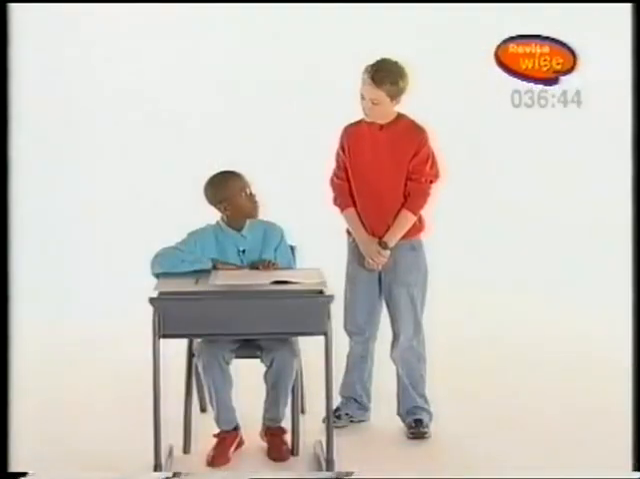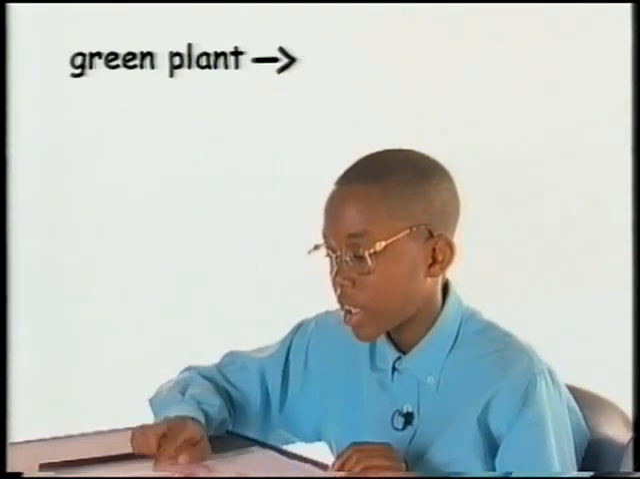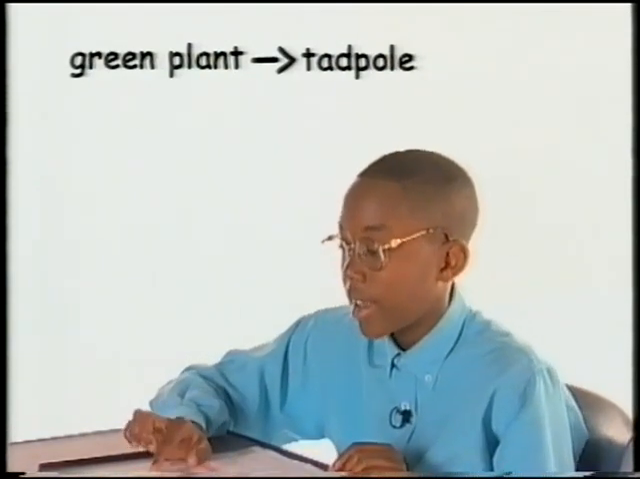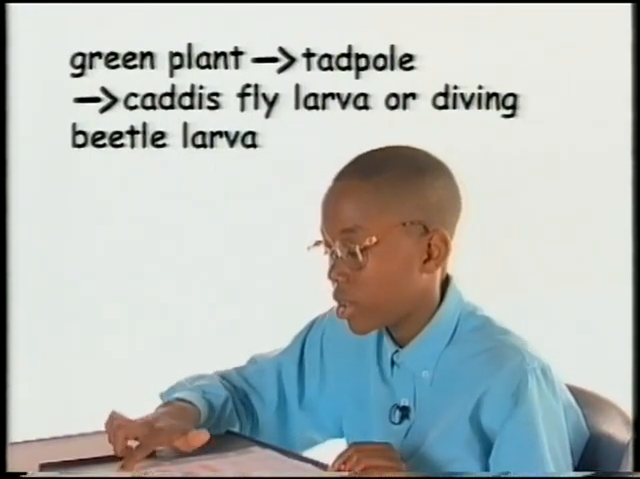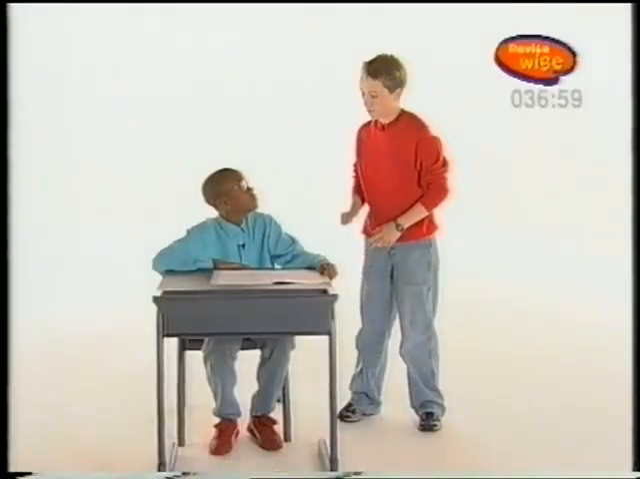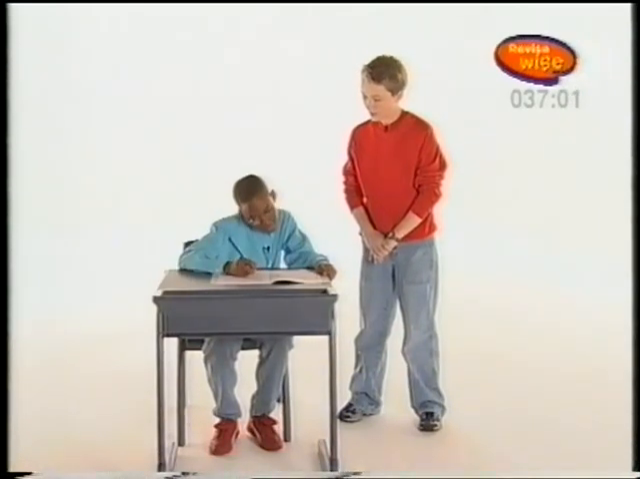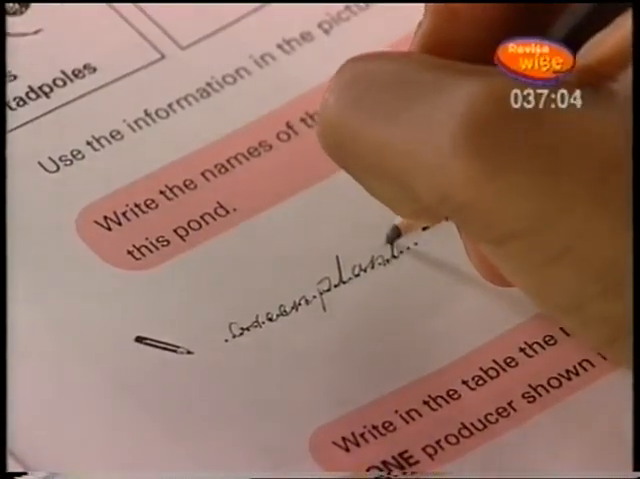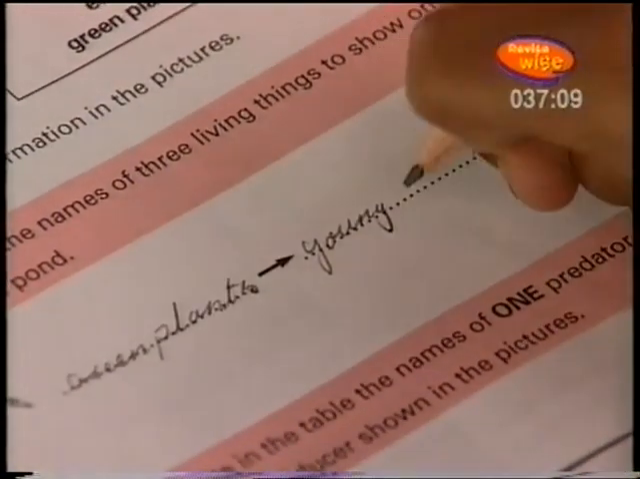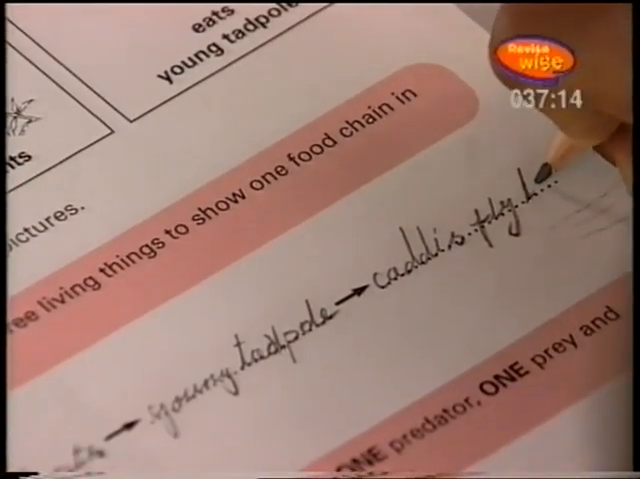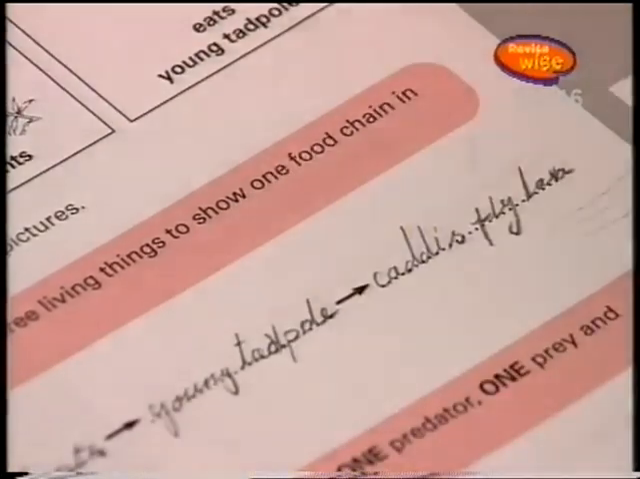Okay, so I have to start with the producer, the green plant. So the green plant is food for the young tadpole, a consumer, and the young tadpole is food for the caddisfly larva and the great diving beetle. So I can choose any of them. Yep, exactly. Now write it down, otherwise you won't get the marks. Excellent. Right, let's get on with the next part of the question.